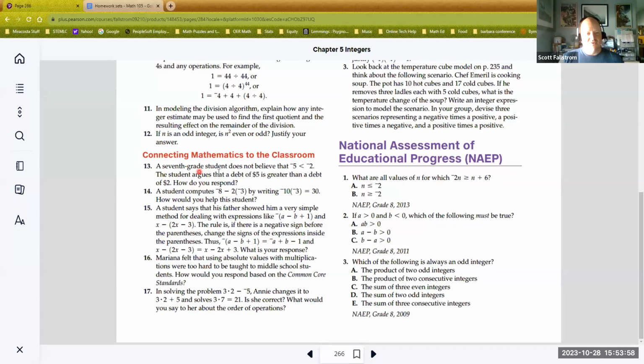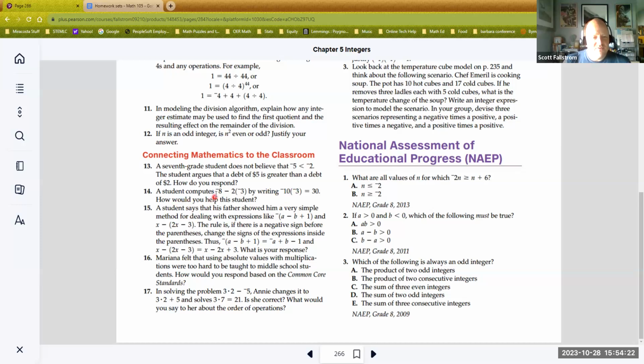Ooh, we've got a student in class who does not believe that -5 is less than -2. The student argues the debt of $5 is greater than a debt of $2. Question for you. How do you respond? Okay. And again, sometimes a student may be completely correct with their statement, but that's maybe, just maybe, not what we're asking about in that previous question.